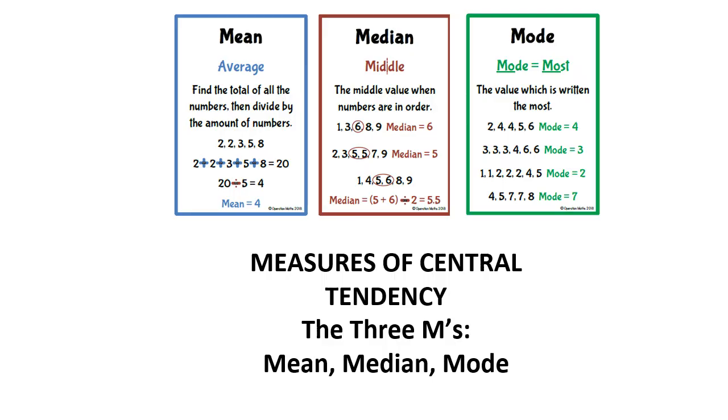So when looking at our mean, median, and mode, these are the 3 M's and the measures of central tendency. We all understand the quote, average, but there are these 3 different types of middle. Each one of them tells us something different about our data.